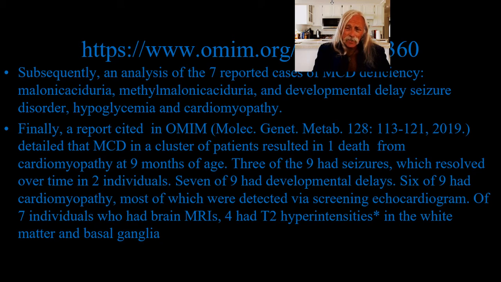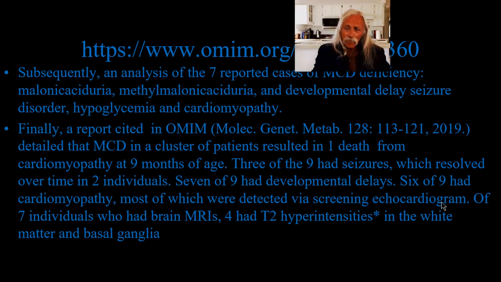3 of the 9 had seizures, which resolved over time in 2 of the individuals. 7 of the 9 had development delays. 6 of the 9 had cardiomyopathy, most of which were detected via screening echocardiogram. Of 7 individuals who had brain MRIs, 4 had T2 hyperintensities in the white matter and basal ganglia. So what does that mean relative to this MRI?